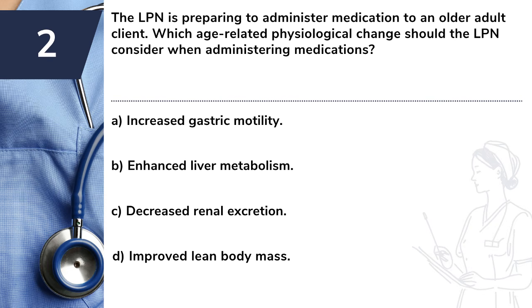Question 2. The LPN is preparing to administer medication to an older adult client. Which age-related physiological change should the LPN consider when administering medications? A. Increased gastric motility. B. Enhanced liver metabolism. C. Decreased renal excretion. D. Improved lean body mass.